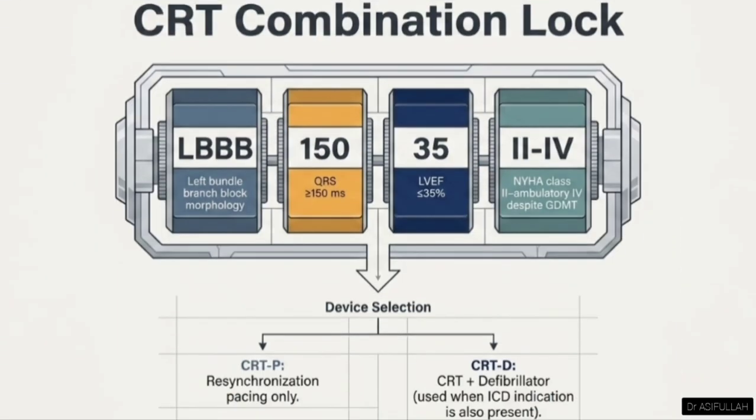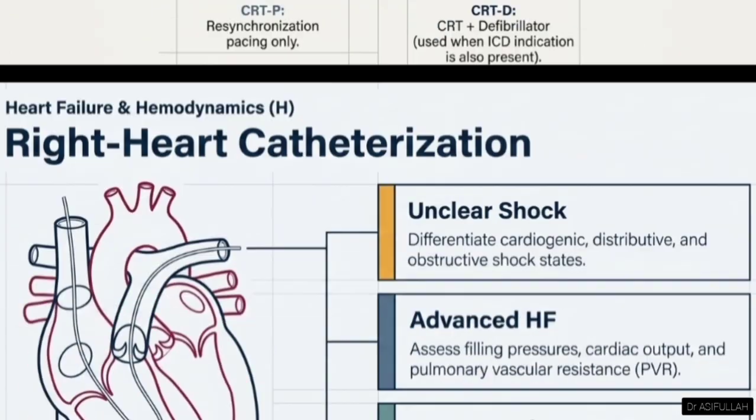CRT: left bundle branch block with QRS complex 150 milliseconds or wider, EF less than 35%, NYHA class 2 to 4, and the patient is on guideline directed medical therapy. Devices: resynchronization plus pacing, or resynchronization plus defibrillator when an ICD is also indicated.